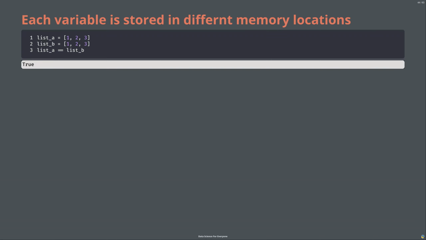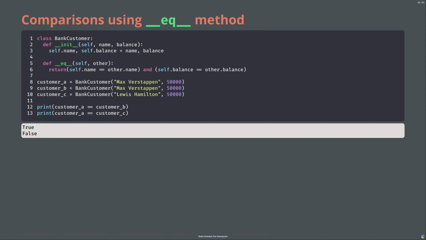So how can we get the same behavior with our own custom classes? How do we make Python compare their actual attributes inside the objects instead of their memory locations? To make this kind of comparison work, we can define a special method in our class. We are already familiar with the init constructor, which runs automatically when an object is created.